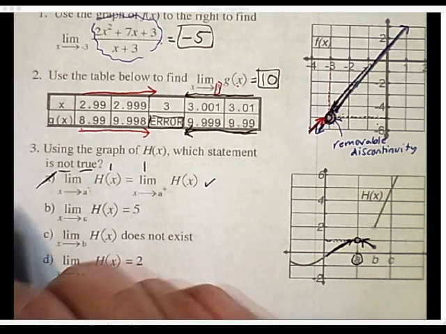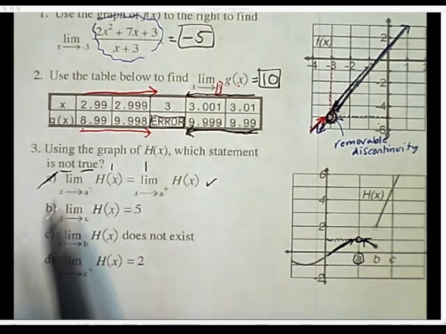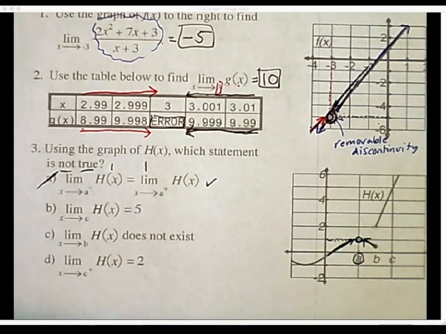The answer cannot be A because this is a true statement. They're saying which one's not true. All right, now let's go to part B.